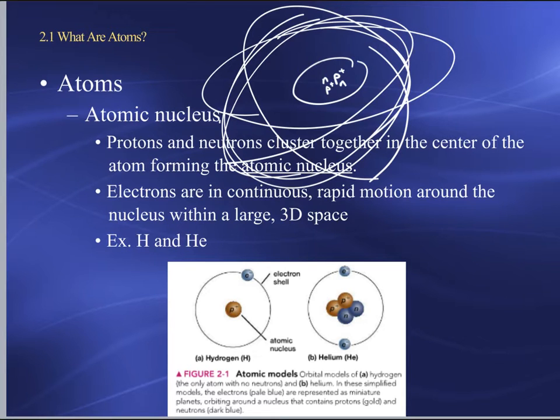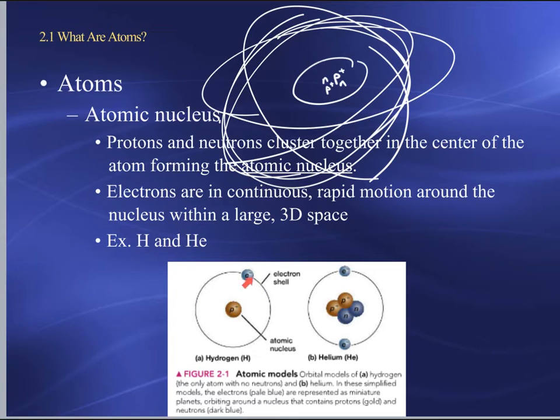They're in continuous rapid motion around the nucleus within a large three-dimensional space. So they're moving around the protons and neutrons, which are there in the middle. You can kind of see down here a picture of what's going on. Hydrogen has a single proton in the middle, and most hydrogen does not have a neutron, and a single electron, because for every positively charged proton, you need a negatively charged electron to balance that out so that it's electrically neutral.